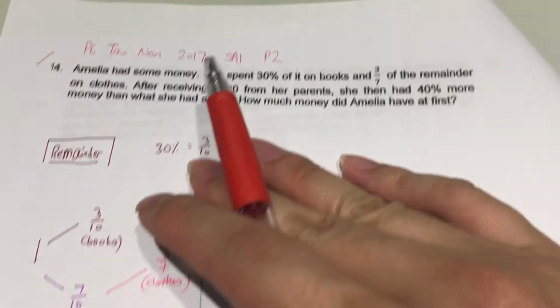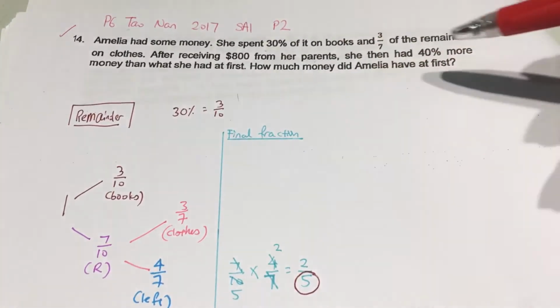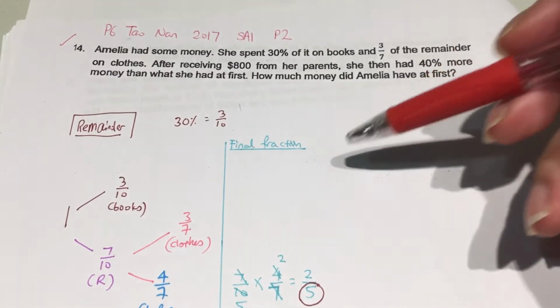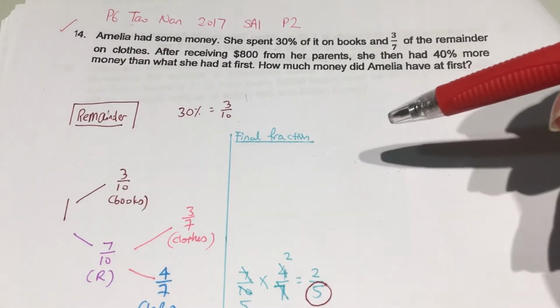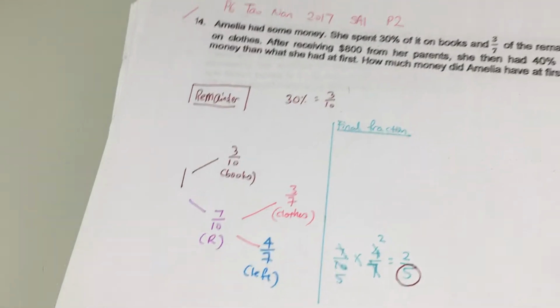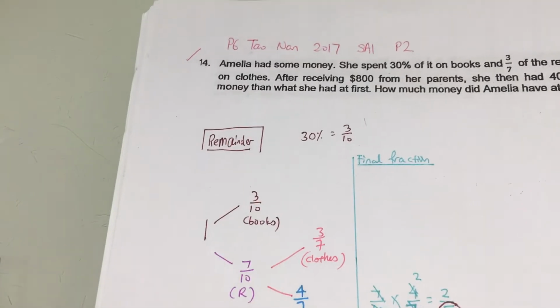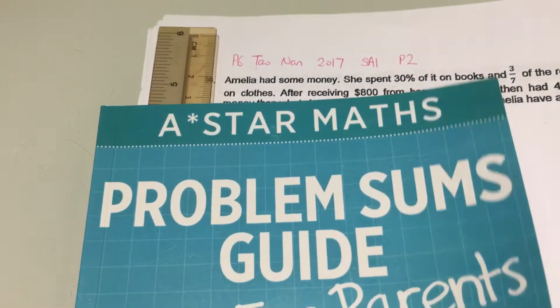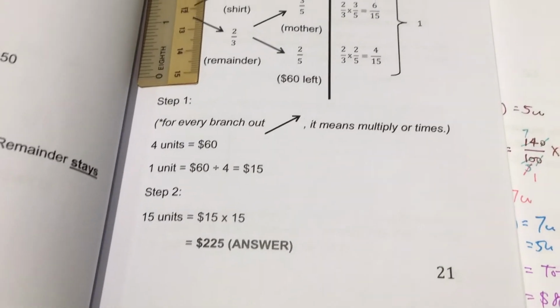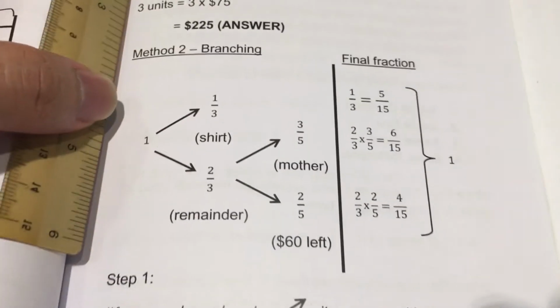Okay, so as you can see, remainder tells you it's the remainder concept, and there are two methods to solve it. One is branching and one is pull down method. If you have no idea how branching looks like, you have to go to your Problem Sums Guide for Parents Volume 1 and flip to page 21. Okay, and this is how branching looks like.